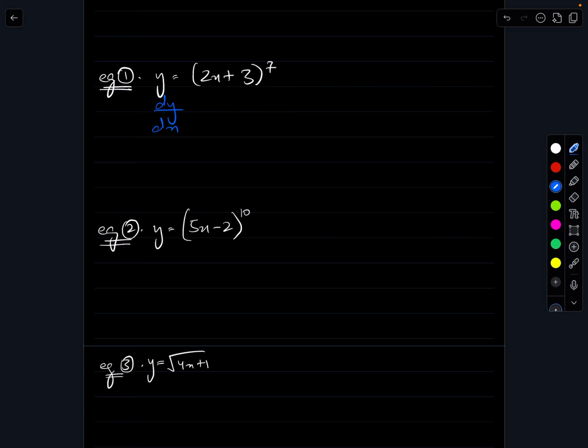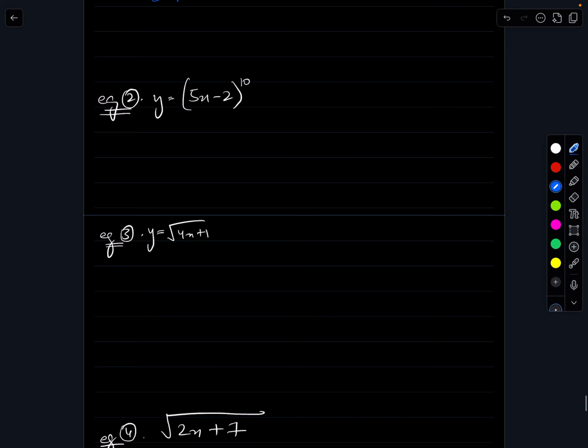So in this case, dy by dx is 2x plus 3. Bring the power down, so it's going to be 7 here. 7 minus 1 is 6, and multiplied by differential of the bracket, which is 2. Thus, our final answer is 14, 2x plus 3 to the whole power 6.